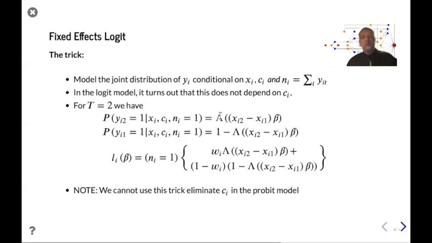So it has to be either in one period or in the other period. Now it can be shown that the probability for y2 being equal to 1, conditional on n being equal to 1, is a logit formula: the exponential of whatever is inside divided by 1 plus that exponential. It is a logit formula evaluating the time series difference between the 2 time periods times beta. And the magic here is there is no ci. It's not there.